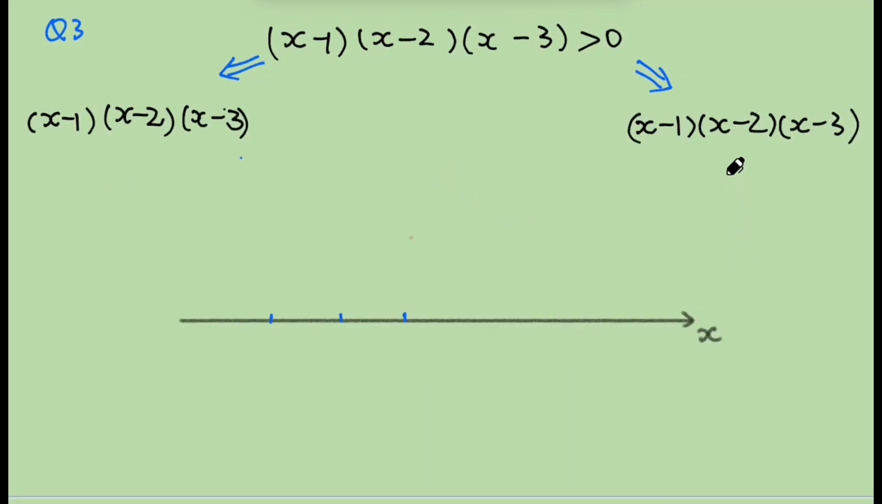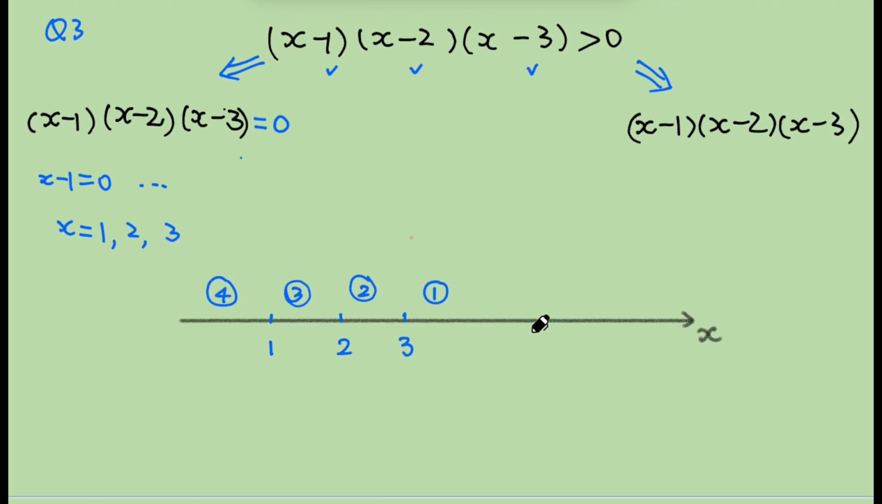look at question 3. There are 3 linear factors, and we are going to use the sign diagram to solve it as well. Step 1, convert the inequality to the equation. And for this equation, we are going to use the null factor theorem. Let each factor be 0 to get the solutions, which are 1, 2, and 3. Second step, we are going to put all these solutions on the number line in the accurate order. So from 1 and 2 and then 3. These 3 values divide the number line into 4 sections.